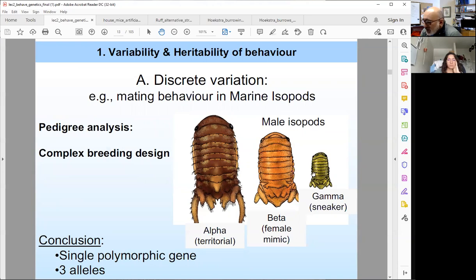And again, it's a single polymorphic gene, and this is determined through pedigree analysis. What that means is that they basically do a series of matings between males and females, with the different types of males. They look at the ratio of the number of males of the 3 different types, and they can conclude based on those ratios that this is consistent with a single polymorphic gene with 3 alleles. So the sort of Mendelian genetics that you're familiar with applies to these animals. And it's not just their behavior, of course, it's a whole suite of traits that are associated with this polymorphism.